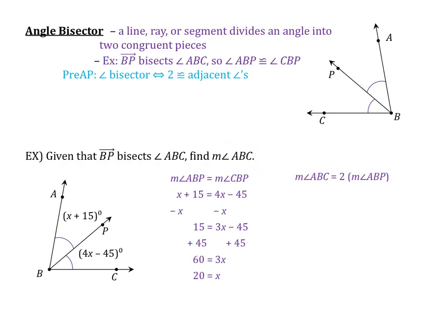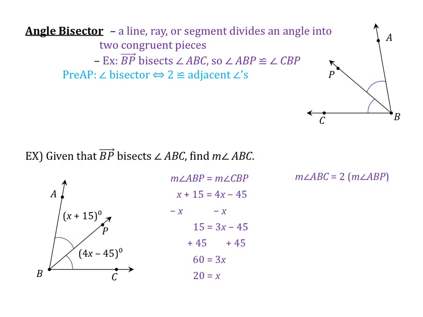So I can now write the equation, the measure of angle ABC is equal to 2 times the measure of angle ABP. I can write this because I know I have 2 congruent angles, so they would both have the same measure. So whether I add the 2 angles to equal the larger one, or I multiply one piece by 2, since they're both congruent, I'm going to get the same answer both ways.